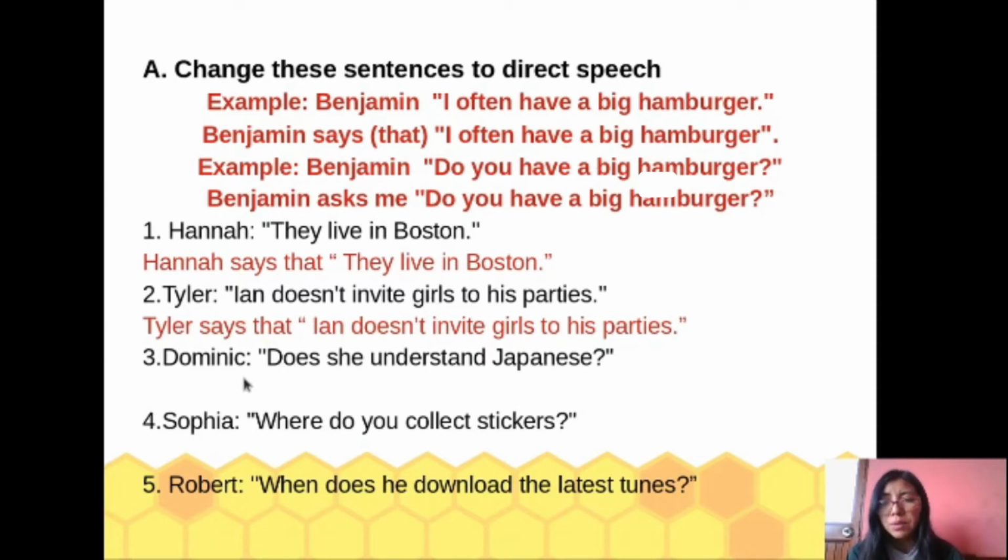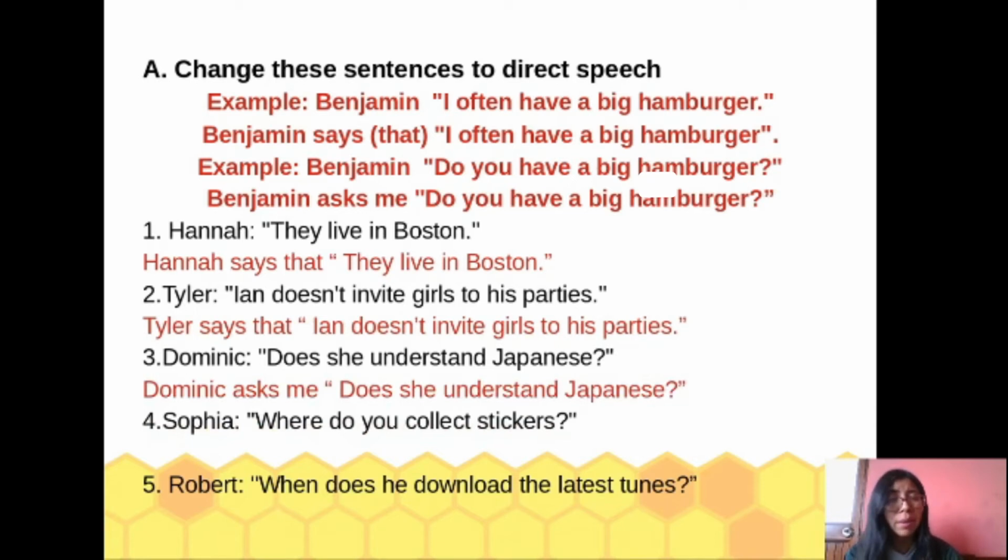The number 3, Dominique: "Does she understand Japanese?" I am going to report. Voy a reportar lo que Dominique preguntó. In this case, I am going to use ask. Okay, so Dominique asks me, "Does she understand Japanese?" So I have to copy the same in quotation marks, okay?